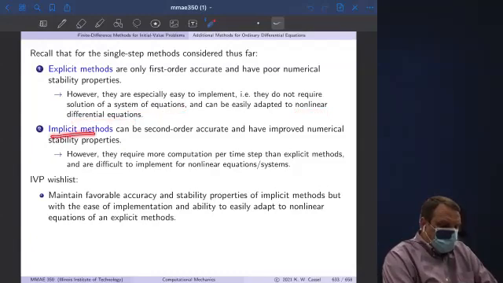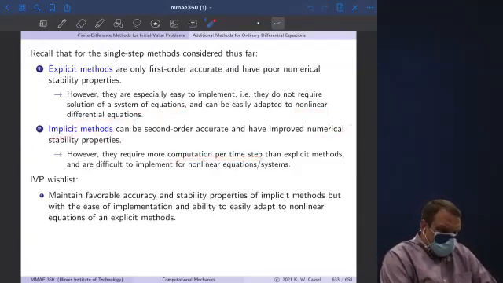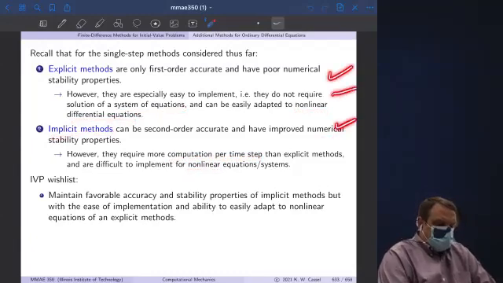The however for implicit methods, everything sounds good here, that's great, but there is additional computational time per time step for implicit methods as compared to explicit methods. And if the equation is nonlinear, then that can create some extra difficulties for implicit methods. So there are pros and cons of each.